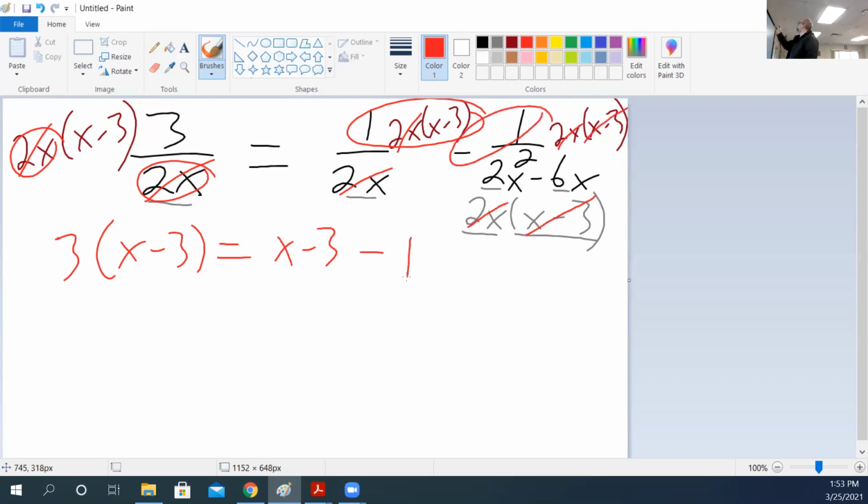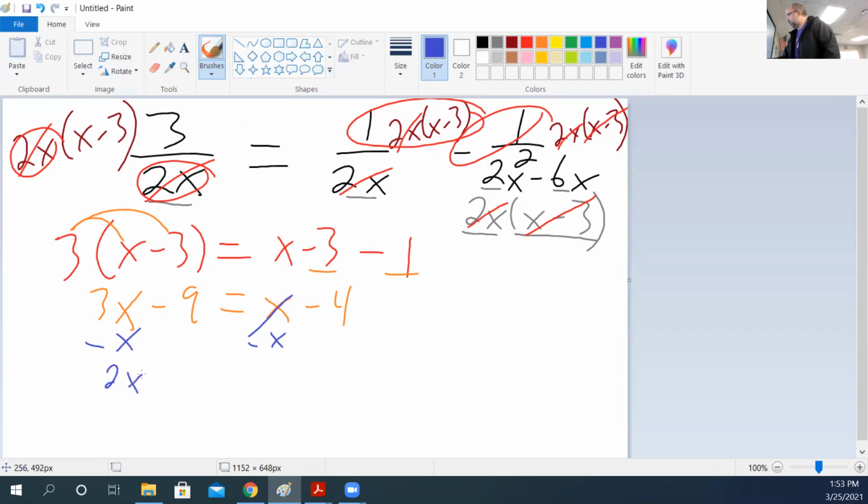Okay, not too bad. Let's get rid of the parentheses. So 3 times x is 3x, 3 times minus 3 is minus 9, equals x minus 3 minus 1 is minus 4. And now we've got to combine like terms. So we already did that really. And I'm just going to move things around and solve. I'm going to try moving the x across. Cancel there. So what we got left is 2x minus 9 equals minus 4.